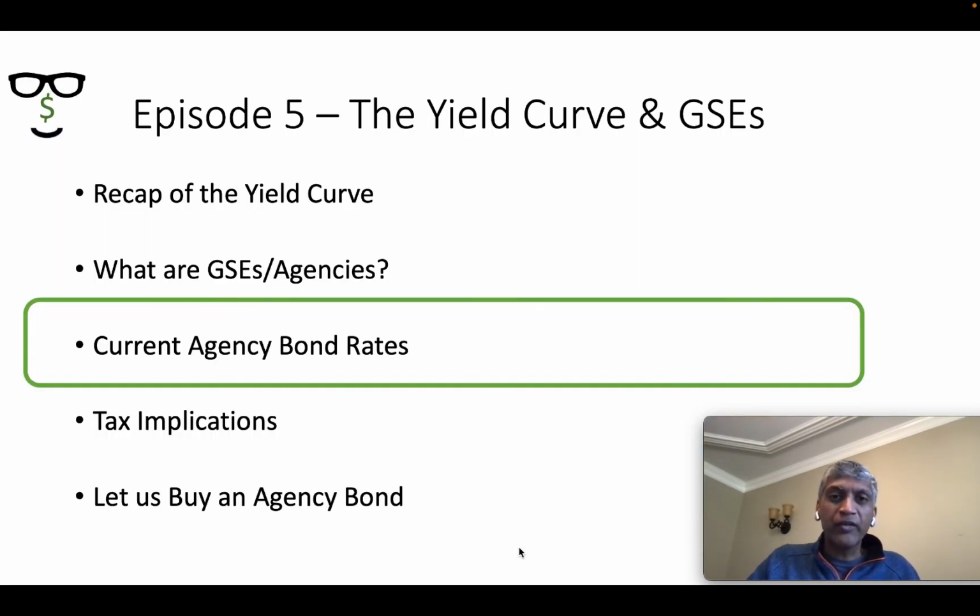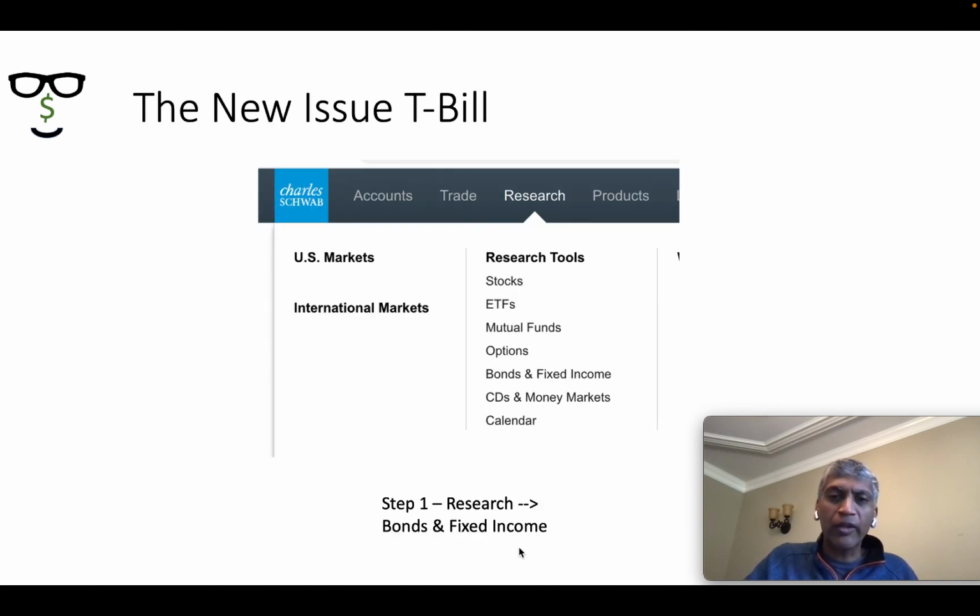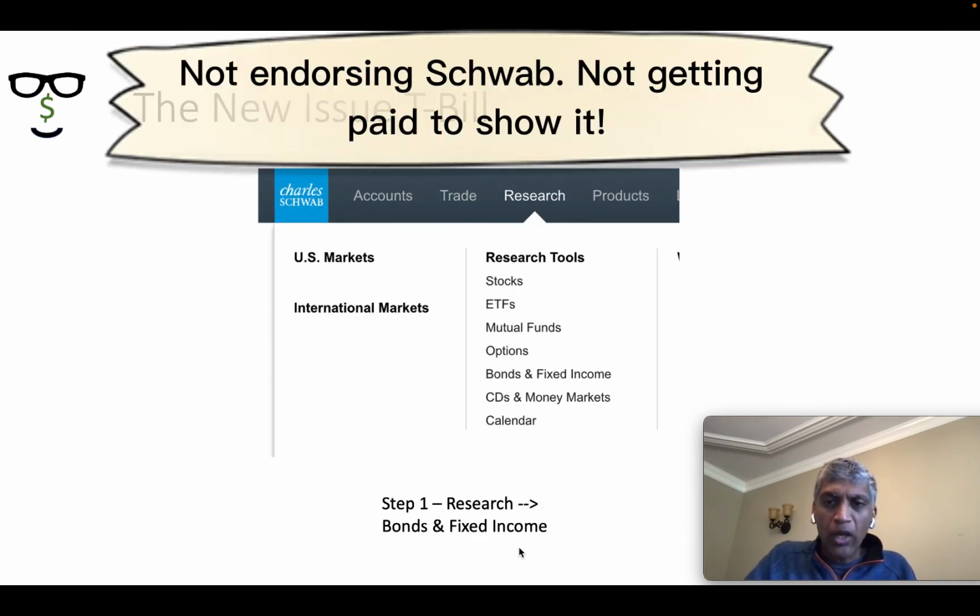So then the question is, if there was a yield curve for the Treasury, is there a yield curve for agency bonds? Of course there are. Let's understand what they are. I'm going to use Schwab. My usual disclaimers apply. I'm not endorsing Schwab. I'm awaiting logins to additional trading platforms so you can see how you can look at this everywhere.